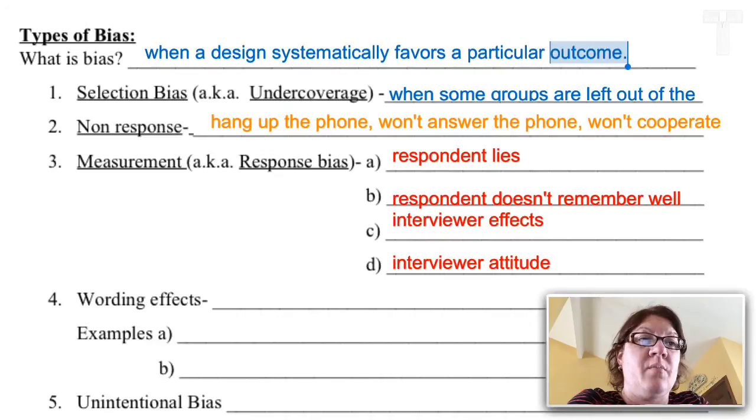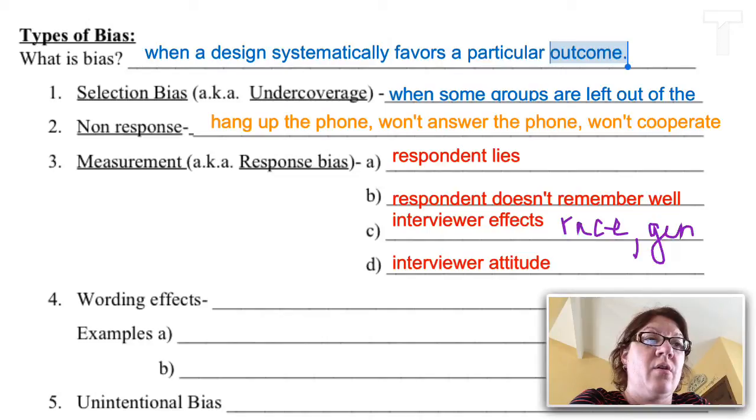Interviewer effects could be the race, or the appearance, or the gender of the interviewer. So, you know, a guy might say, do you think that it's okay to be prejudiced in hiring against women? Okay. And then interviewer attitude, if they sort of do the head nod or say, I agree, or any of that stuff, giving either affirmation or negative attitude, that can affect how the respondent responds.